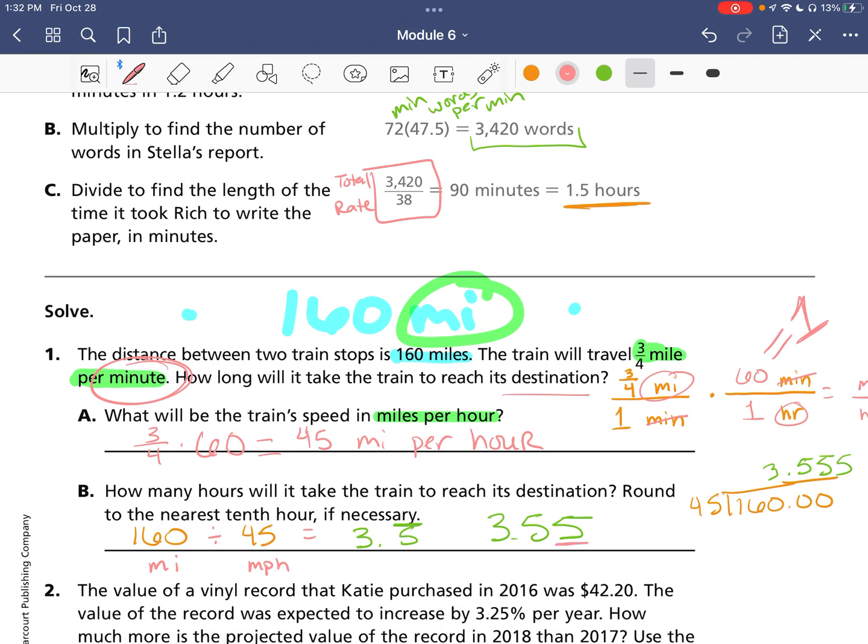So because this is 5 or higher, this is going to round up to be 3.6 hours as your answer to this question. Okay, 3.6 hours because this 5 here, because it's 5 or higher, we're going to raise this 5 up 1 to be 3 6/10 hours.